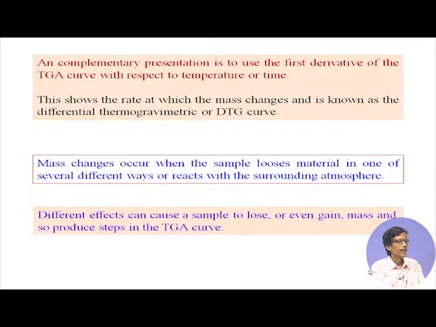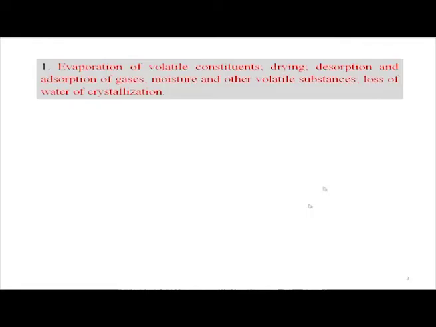So, different effects can cause a sample to lose or even gain mass, and so produce steps in the TGA curve. The stepwise change we see in the TGA curve is due to the corresponding loss in weight, or in the opposite direction, the corresponding gain in weight. So, how do we do all these things? What are the different processes or pathways for a material? One is the evaporation of volatile constituents.